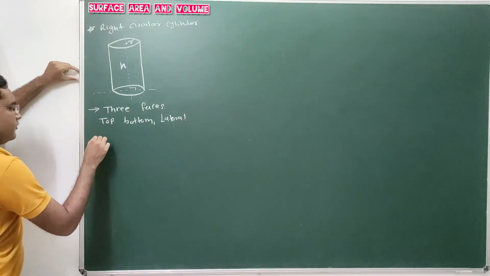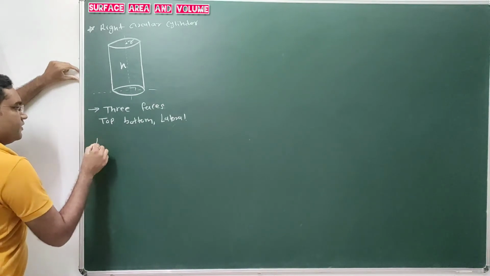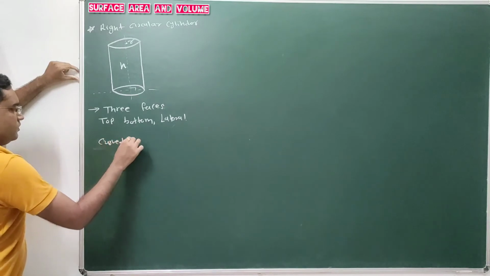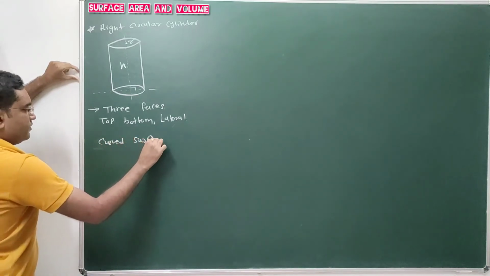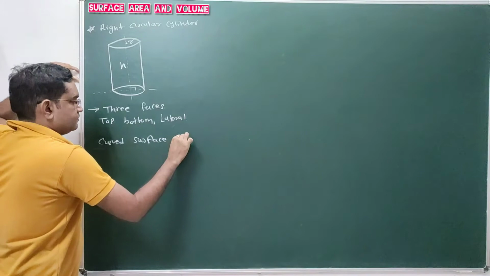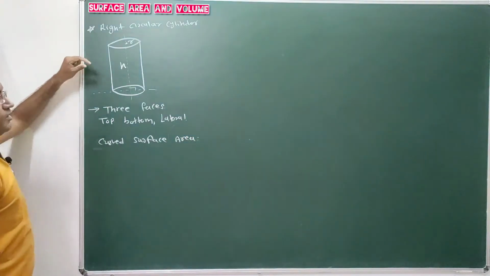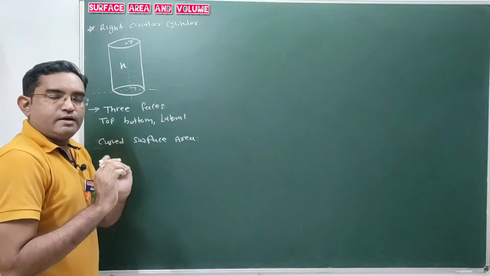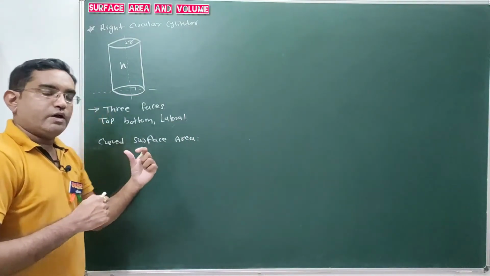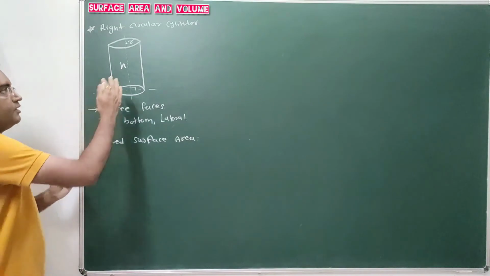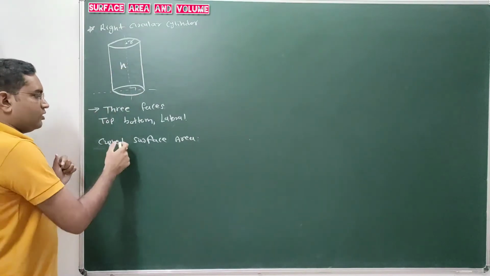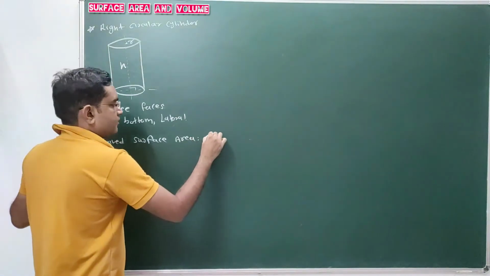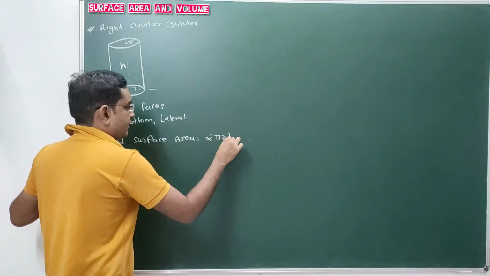First we will consider lateral surface area. Lateral surface area is also known as curved surface area. Here the surface of the cylinder is in curvature form, and that's why instead of using the word lateral we are using curved surface area. Done. The side part, so curved surface area. So the curved surface area of this cylinder is nothing but 2 pi r h.